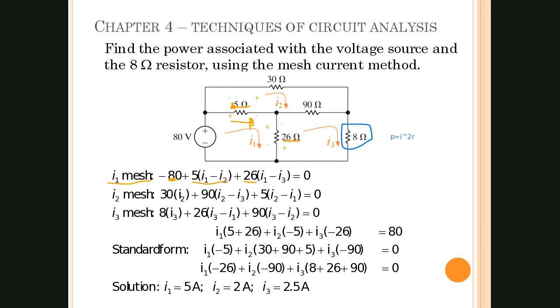Now again, remember we're doing this all with reference to I1. So that's why I1 is always positive in this direction, because we're looking at current going from plus to minus across the 5 ohms, and then plus to minus going across the 26 ohms. And what's opposing that in the 5 ohm is that I2 current going in the opposite direction. And what's opposing I1 in the 26 ohm resistor is I3 going in the opposite direction. So I1 will be positive in this first equation.